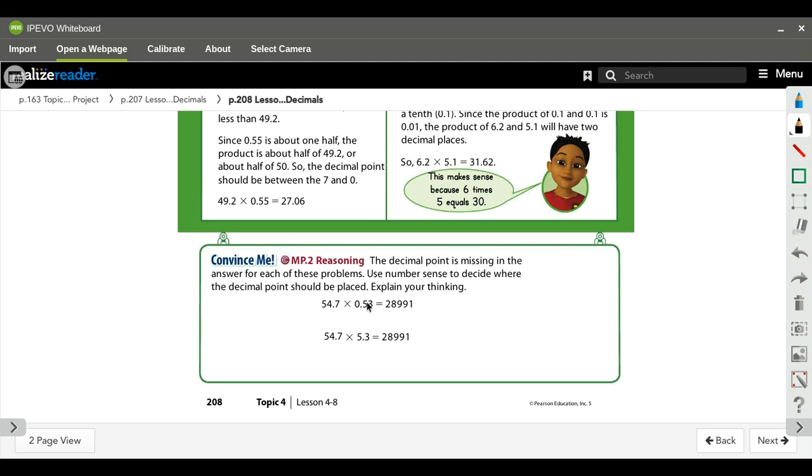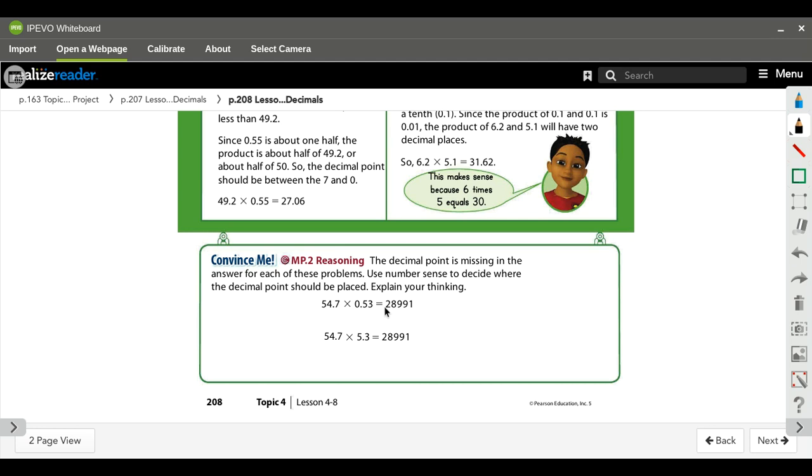So both factors, oh, this is important, both factors are not greater than 1. 53 hundredths is going to be less than 1. And we said that when I have a factor that's less than 1, my product is going to be less than the other factor. Okay, so even without estimating, I know that my answer should not be greater than 54 and 7/10. So that means the decimal cannot go between the two nines, because 289 is greater than 54 and 7/10. It can't go between the 9 and the 1, because that's going to make that greater.